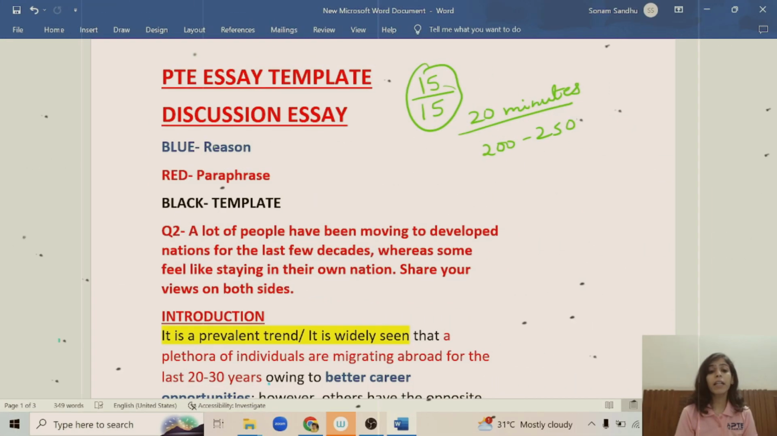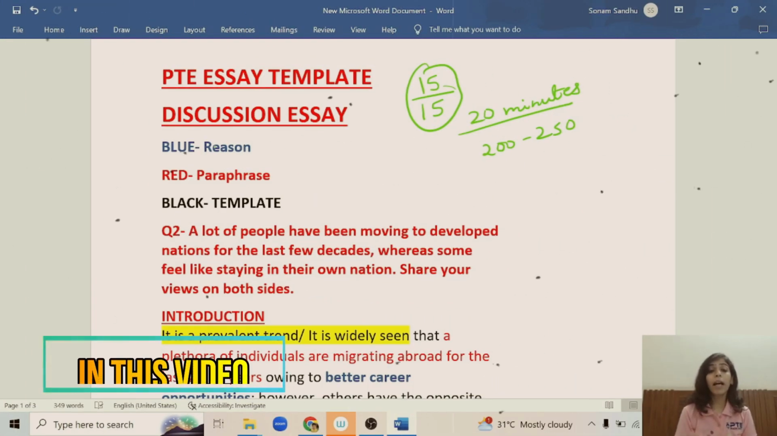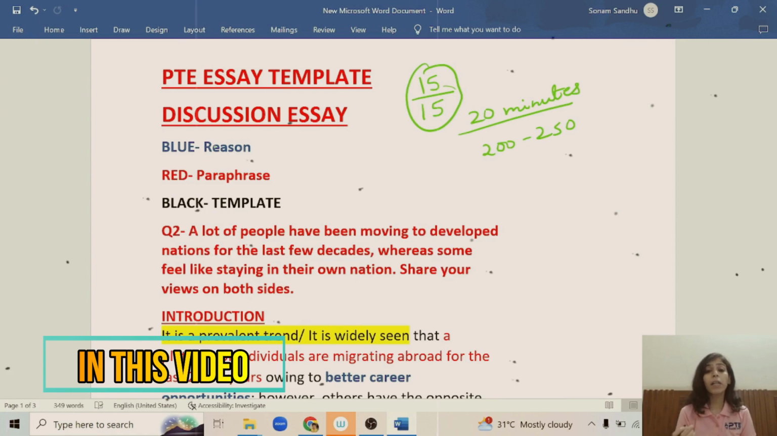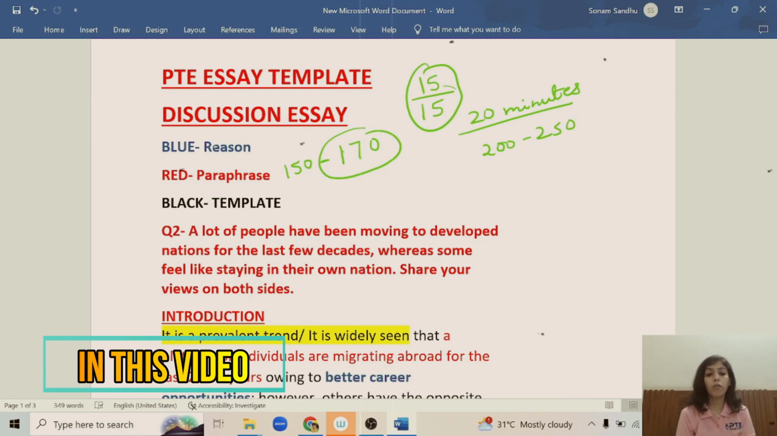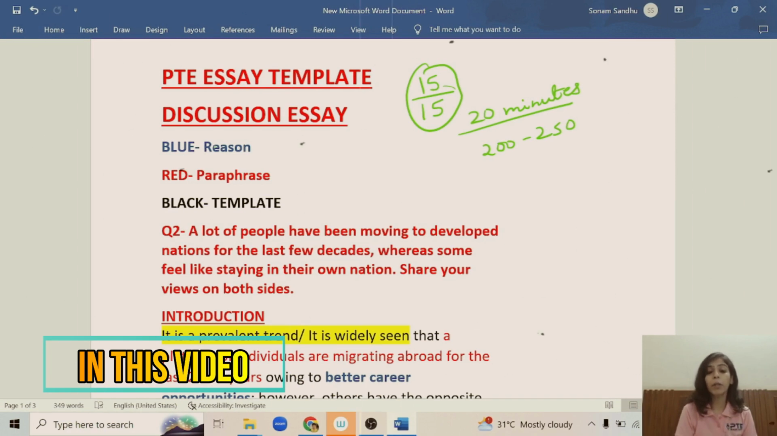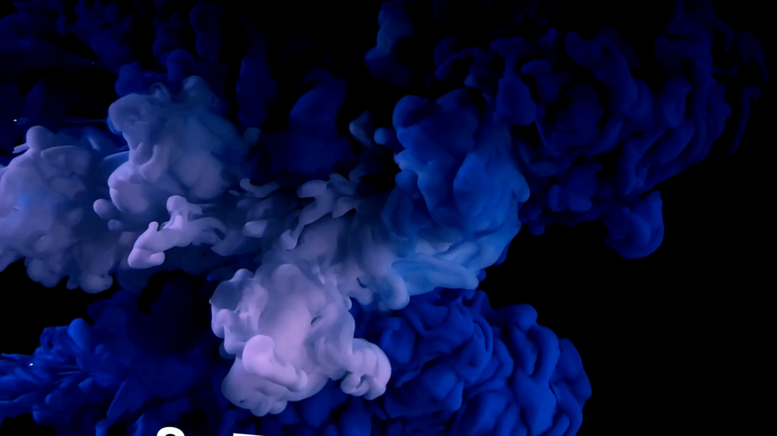You have to understand the essay and plan the essay as well as generate ideas. So basically, what you need to write is ideally the blue ones. The blue text is the extra number of words or remaining number of words in order to write this essay effectively. Now, this session is going to help you with the PTE essay template for discussion essay.